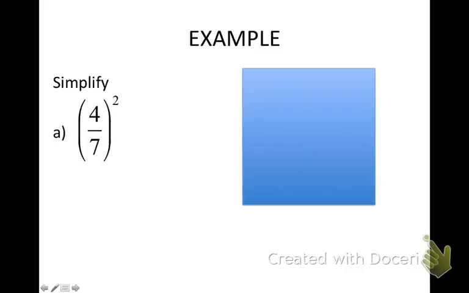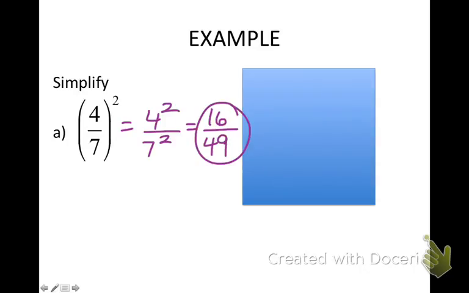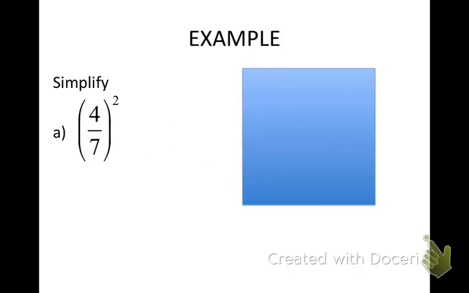Okay? So, what am I going to get here? If I have the quotient 4/7 squared. 4 squared over 7 squared. What is 4 squared? 16 over 49. You got this? Yep. Easy. All right. Next one for this property. Let's make it a little bit harder.